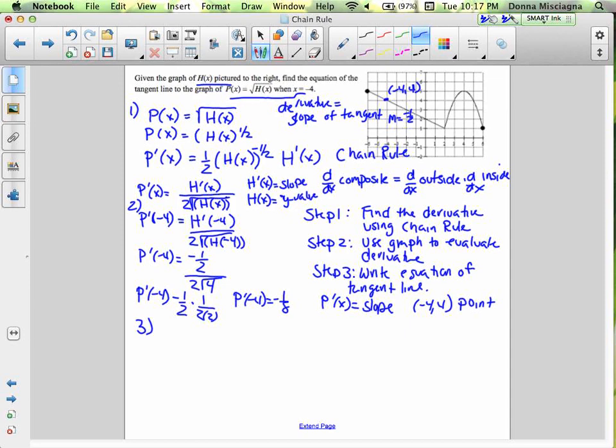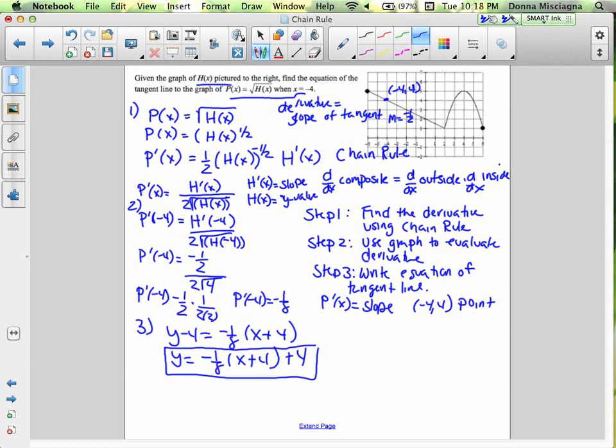All right, so step 3, let's write the equation of the tangent line. We've got the point, we've got the slope. That's just going to be y minus 4 equals -1/8 times x plus 4. And let's isolate the y. You can distribute if you want and put it in slope-intercept form, but I'm totally fine with this. If you're taking a multiple choice test, then you'll have to simplify it. That's not that big a deal, but I'll just leave it like that. And there we go. Problem number 1 has been solved.